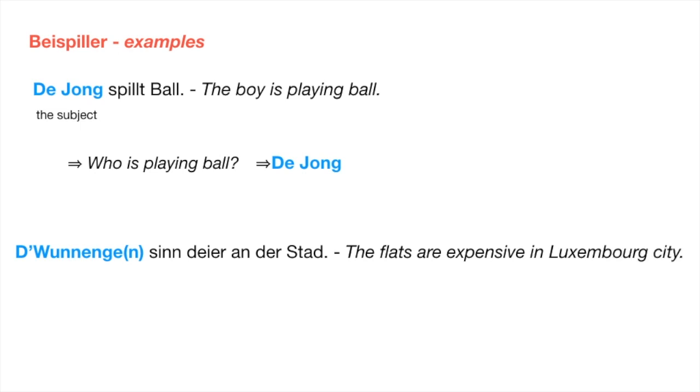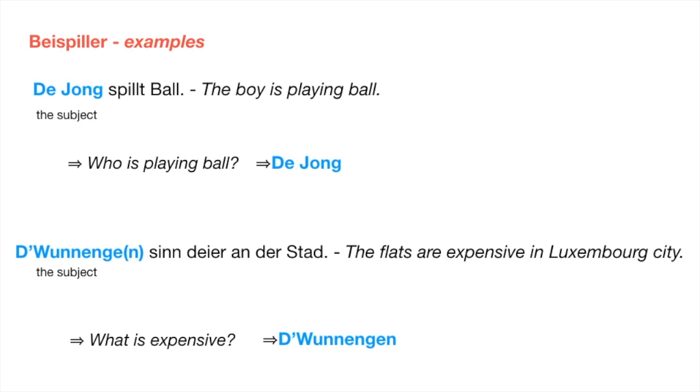Een ander Beispiel. D'Wunnengen sinn deier an der Stad. The flats are expensive in Luxembourg City. So here you have to ask the question, what is expensive? So, wat ass deier? Wunnengen. So, Wunnengen is the subject of the sentence. I hope that this is now a little bit more clear.